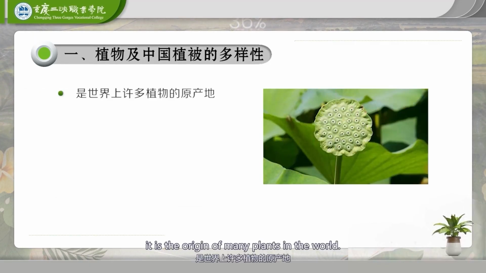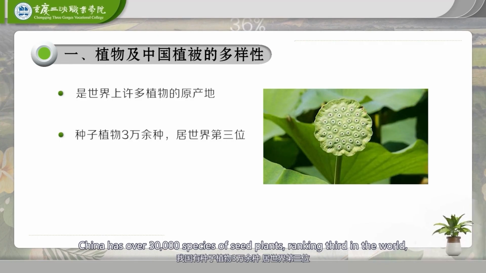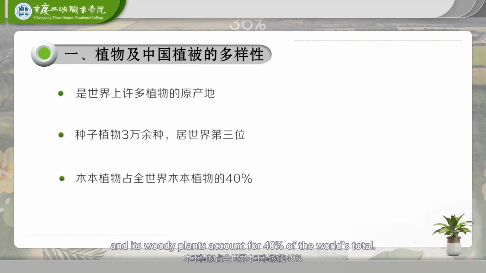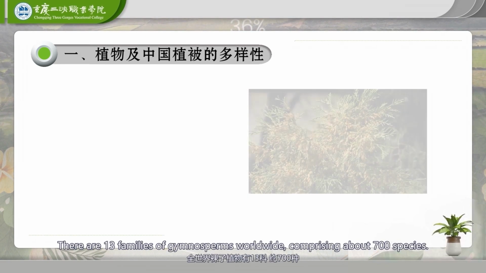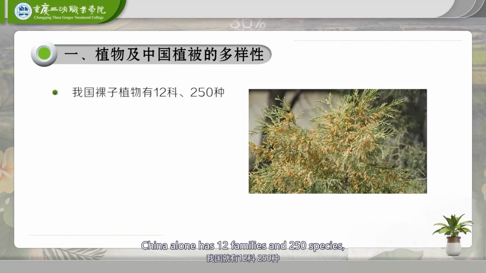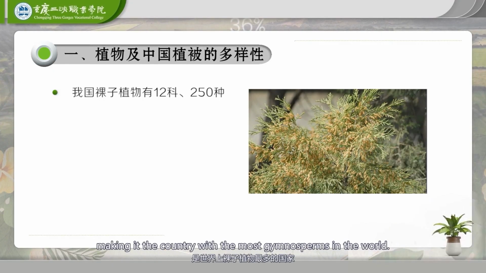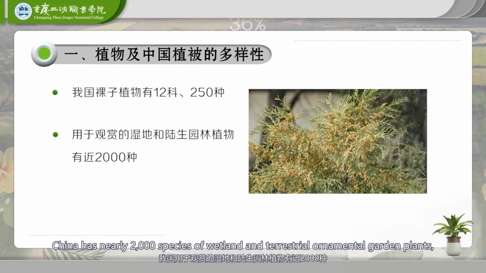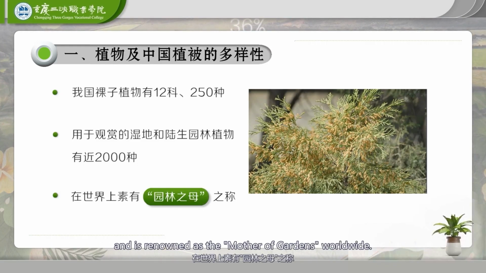It is the origin of many plants in the world. China has over 30,000 species of seed plants, ranking third in the world, and its woody plants account for 40% of the world's total. There are 13 families of gymnosperms worldwide, comprising about 700 species. China alone has 12 families and 250 species, making it the country with the most gymnosperms in the world. China has nearly 2,000 species of wetland and terrestrial ornamental garden plants and is renowned as the mother of gardens worldwide.